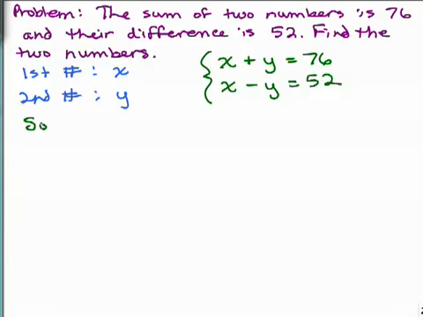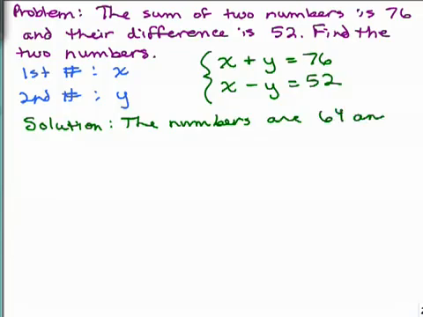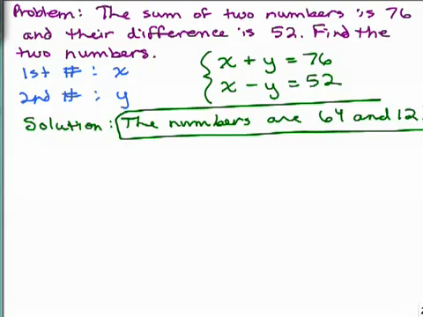Okay, the solutions. Solution, the numbers are 64 and 12. And you could easily check that when you add those numbers, you get 76, and when you subtract those numbers, you do get 52. So that's the answer to our problem, or you could just say 64 and 12.